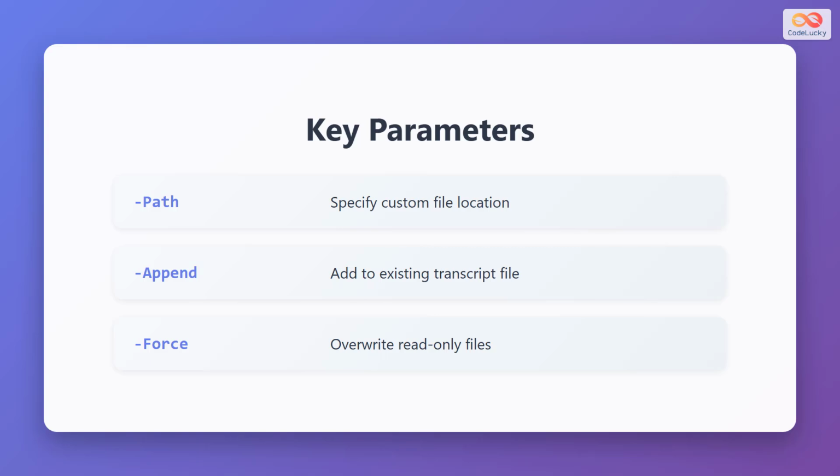The Start-Transcript cmdlet has several useful parameters. The -Path parameter lets you specify exactly where you want your transcript file saved. The -Append parameter allows you to add new content to an existing transcript file instead of overwriting it. The -Force parameter is helpful when you need to overwrite files that are marked as read only. These parameters give you flexible control over how your transcripts are managed.